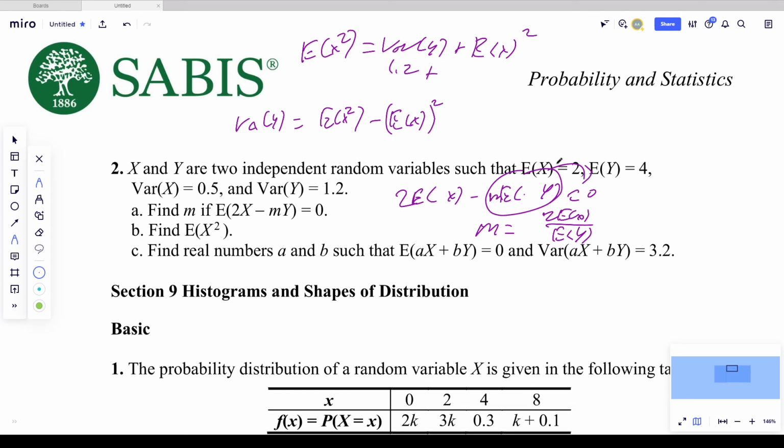Expected of x is here 2, so it'll be 2 squared, so it'll be 4. And yeah, pretty much. No, wait, are we working with x? Yeah, x. I wrote y, I don't know why. Anyways, find real numbers, and so on.